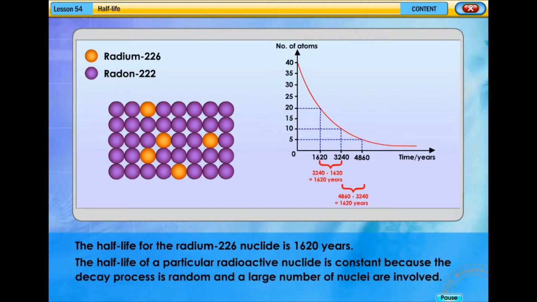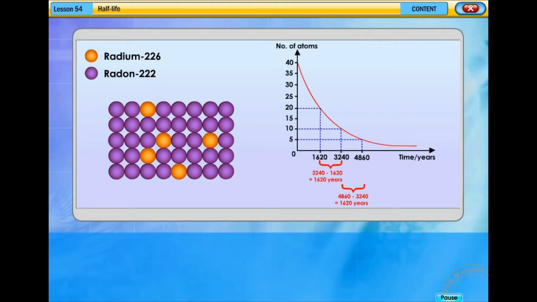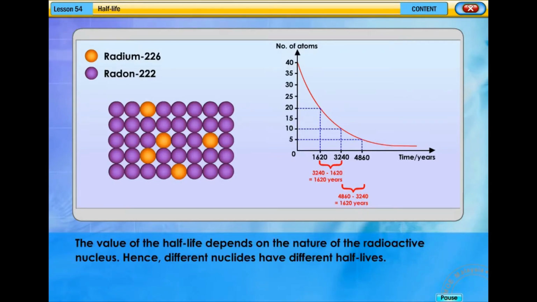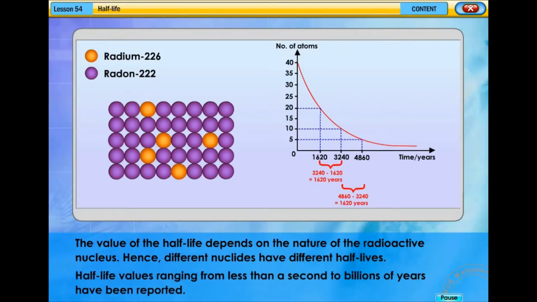The half-life of a particular radioactive nuclide is constant because the decay process is random and a large number of nuclei are involved. The value of the half-life depends on the nature of the radioactive nucleus. Hence, different nuclides have different half-lives. Half-life values ranging from less than a second to billions of years have been reported.